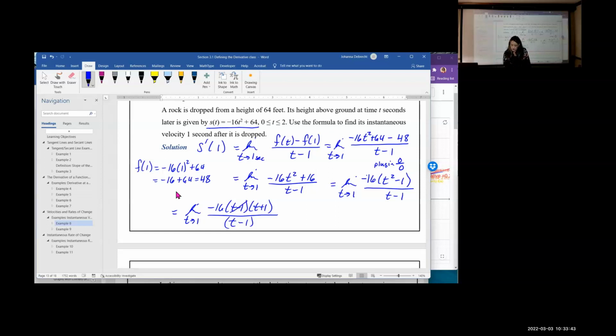Now we can cancel the t minus 1 that was causing the 0 over 0 result, which is indeterminate. The function doesn't exist, but the limit might still exist. And now we have negative 16 times t plus 1 over 1. And when we plug in 1, we get negative 16 times 1 plus 1, which is 2, which is a negative 32. What does that mean?